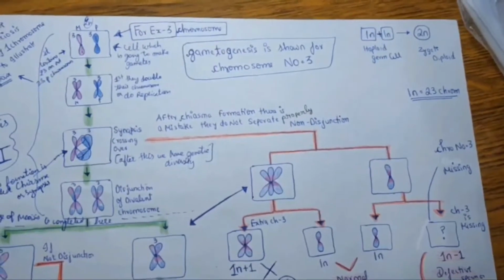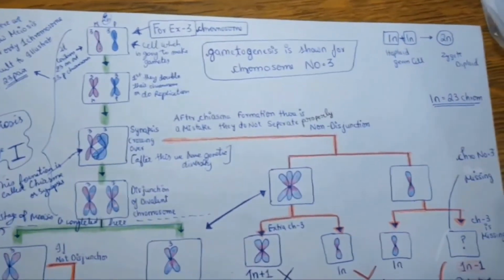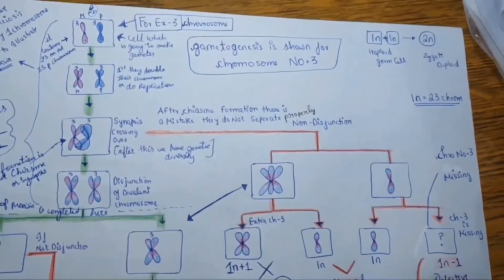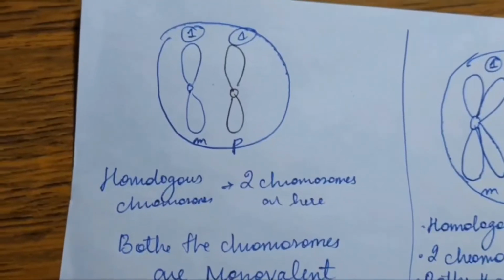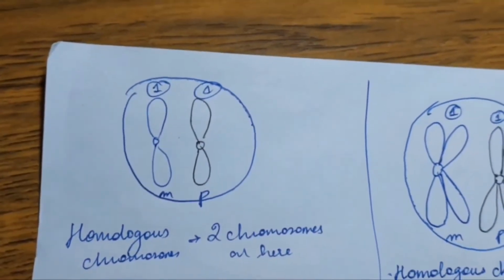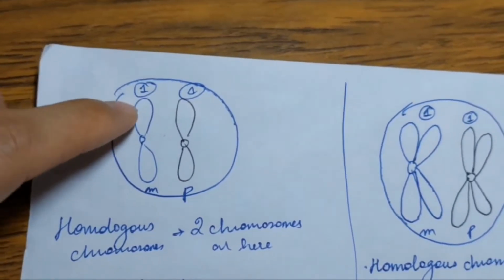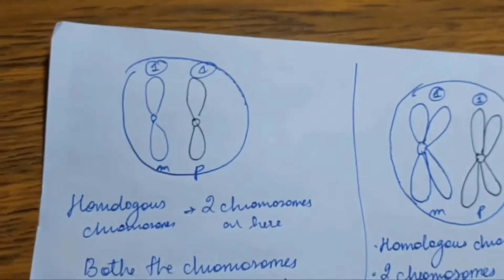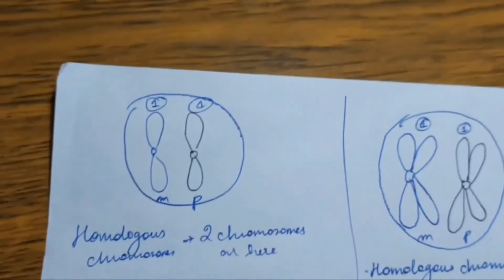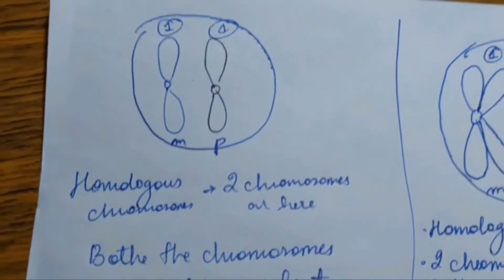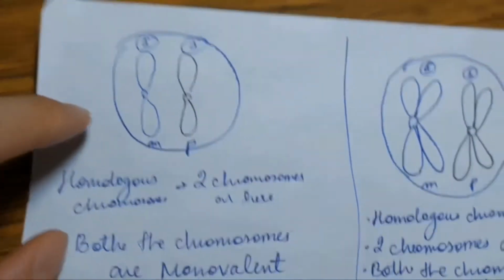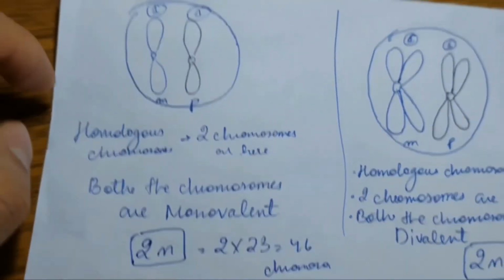Now we are going to discuss meiosis in a bit of detail, but before we start, we are going to revise some important concepts. So in this diagram here, we can see homologous chromosomes. And why are they homologous? Because this is chromosome number 1 and this is also chromosome number 1. This is maternal chromosome number 1 and this is paternal chromosome number 1. Here we have two chromosomes, okay? And both the chromosomes are monovalent, because they don't have the sister chromatids with them.